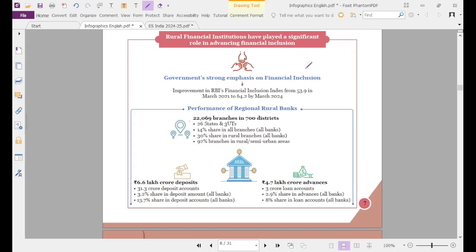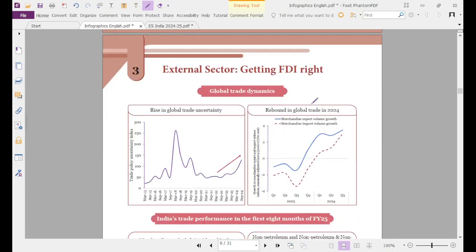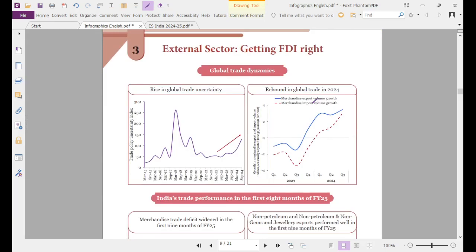Rural financial institutions have played a significant role in advancing financial inclusion. This is a powerful statement, and we can observe how it has positively impacted, especially the RRBs, the regional rural banks. They have been performing well at the grassroots level to share economic activities, helping marginalized sections and people in need to carry out business activities. Also the external sector getting the FDI right. This is the third chapter.